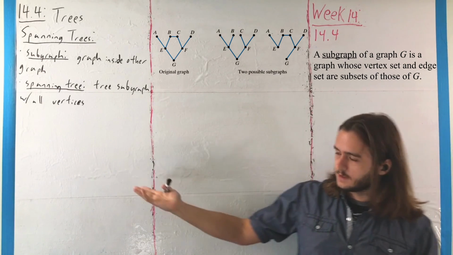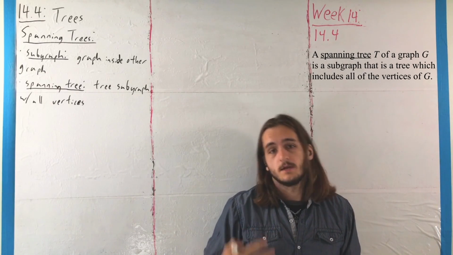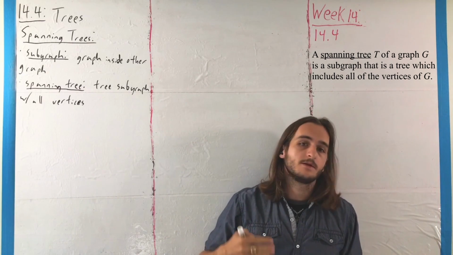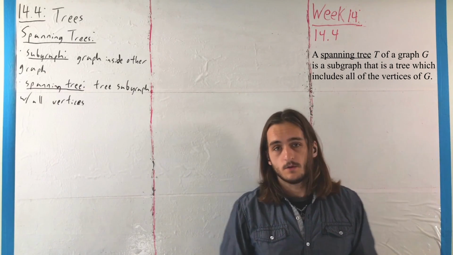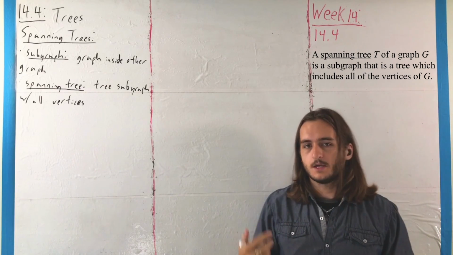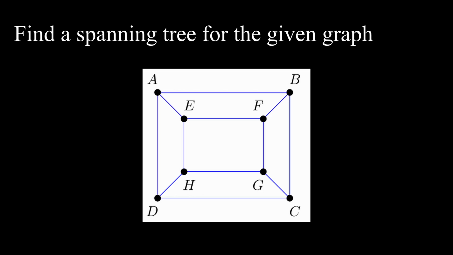And here, in this context, a spanning tree is a very special kind of subgraph. It is a subgraph that is a tree that contains all of the vertices of the original graph. So, to understand how this construction works, we're going to take a couple of quick examples here, looking at one graph in particular. So for this, we want to find a spanning tree for the given graph below.